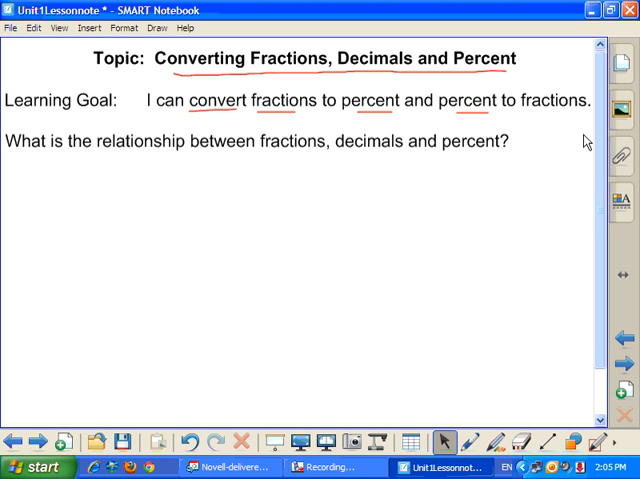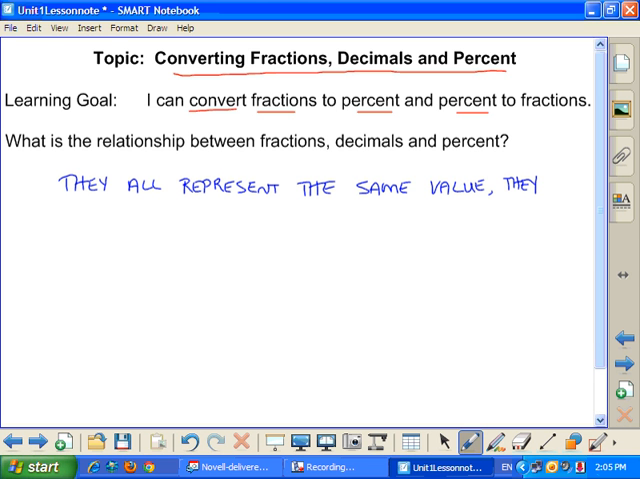First thing I want to talk about is what is the relationship between fractions, decimals, and percent. And the answer to that is they all represent the same value. They just look different. So let's start off with something that everyone should be able to do in their head.